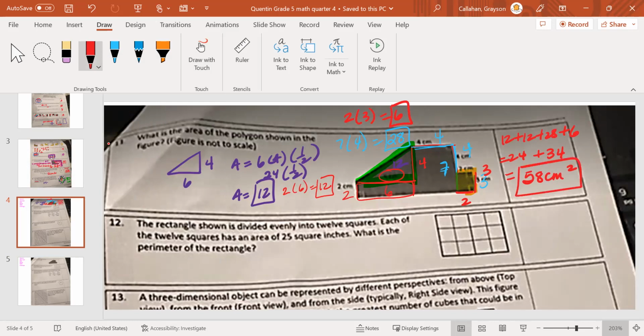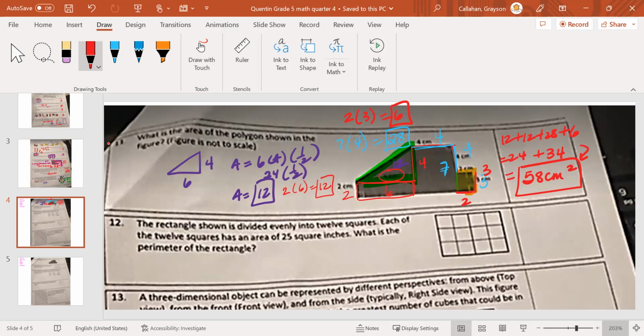So add everything together then. What's your total? Centimeters squared, because it's area. The squared is a little 2 right there. You have to put the little 2 on top. Cubed is volume, like how much water would you pour into something? Okay, number 12.